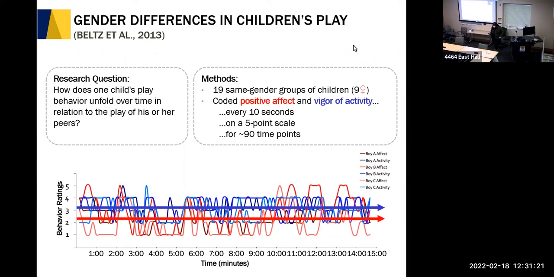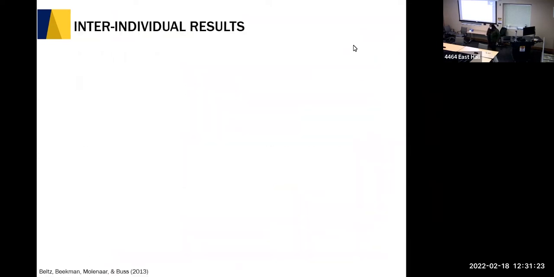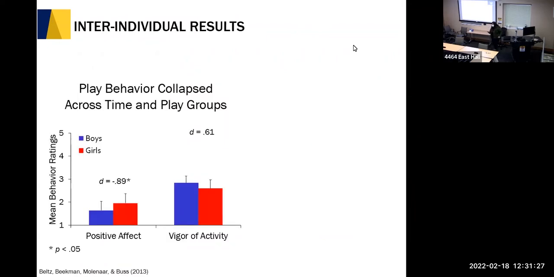So let's again look at the results. I have some inter-individual results for you first. First, they collapsed play behavior across time and play groups. And you can see that consistent with the literature, girls tend to have more positive affect while playing. Boys tend to engage in more vigorous activity.